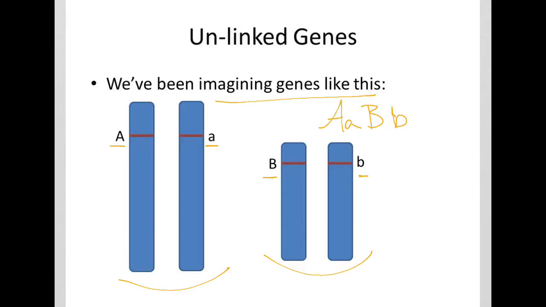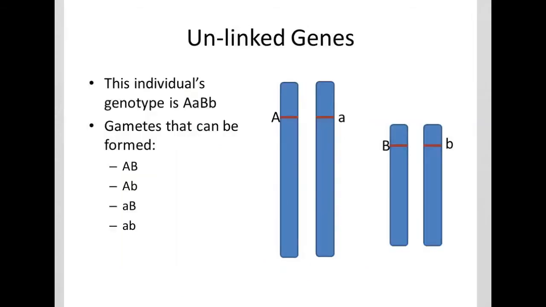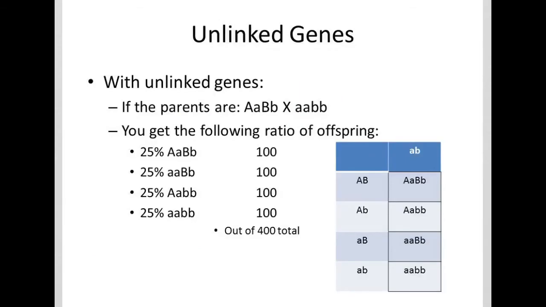And based on independent assortment, that would mean that the gametes that this person could form based on this genotype, again because of foiling and whatnot, these are the possible gametes that they would be able to form. And we can do a test cross, and a test cross is where we will cross with a homozygous recessive individual. So if we cross with a homozygous recessive individual, this is the Punnett square that we would be using.